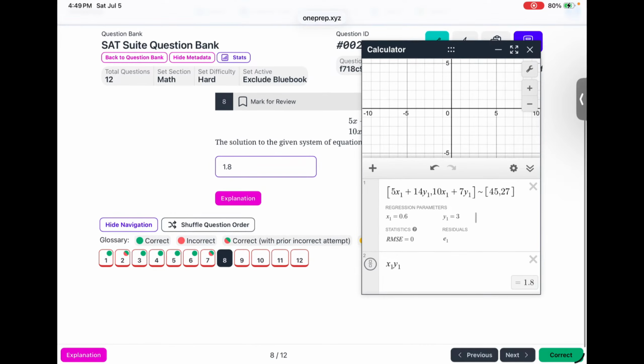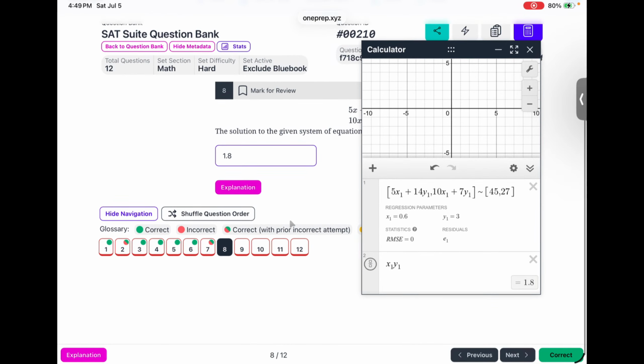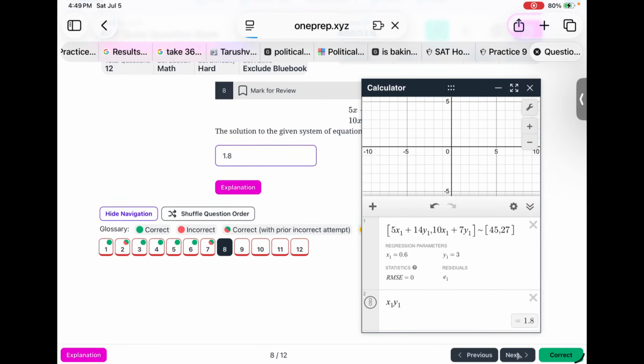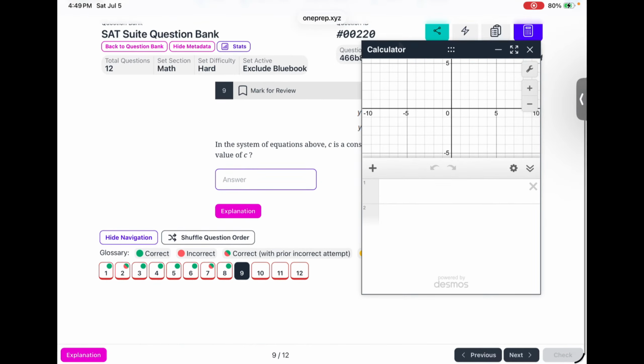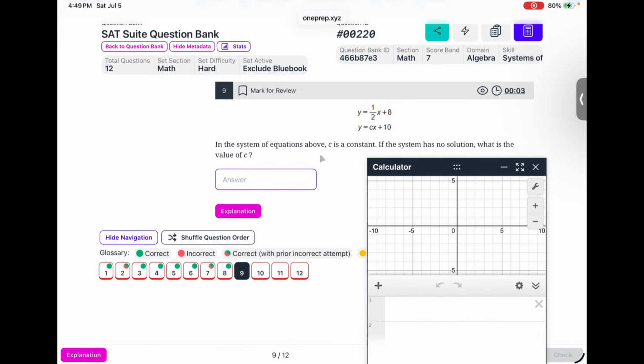So guys, if you just want me to show what's on the calculator right here, that's what I got on the calculator right there. So yeah, you just put in both of the equations, you put a tilde, and then you put the answers to the equations, and then it relates them and it figures out all that. Very, very useful. Now let's go over to the next one.